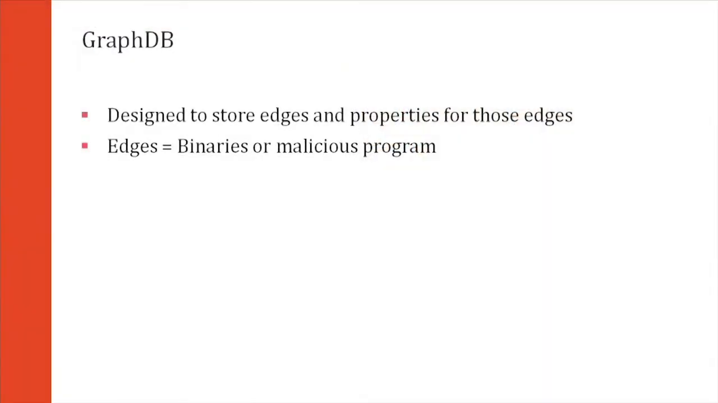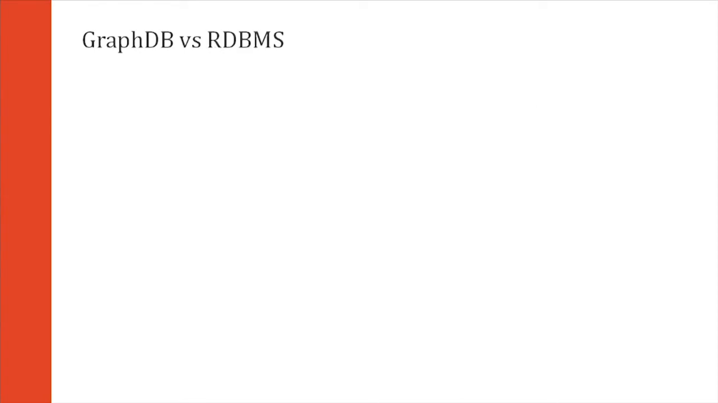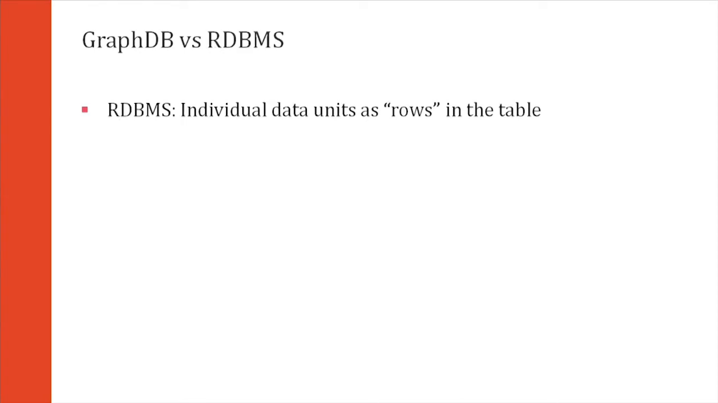It is designed to store edges and properties for those edges. Okay? Edges, as I said, are like binaries or malicious programs being analyzed. The properties are the features and behaviors that we just extracted in the previous steps. Okay? So, but what about the relational database?